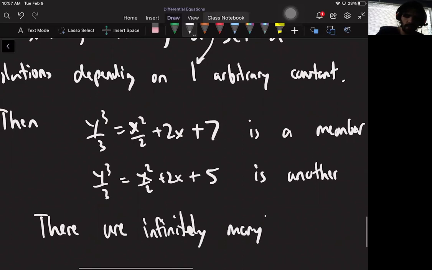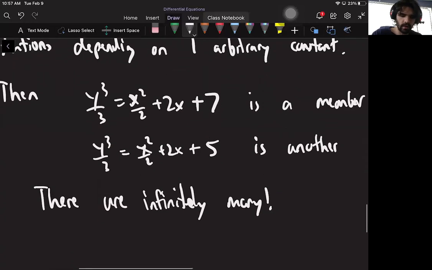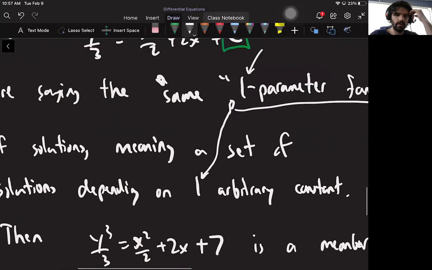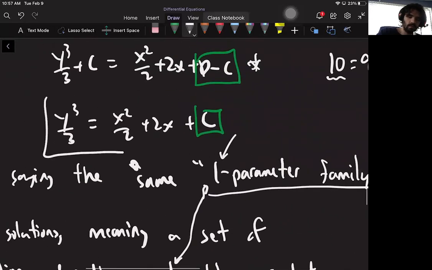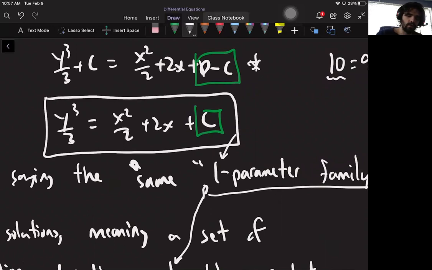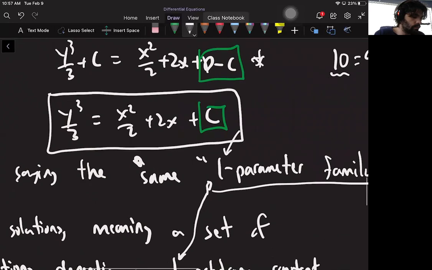But when I say solve a differential equation, I'm not saying write down all infinitely many. I'm saying write down the one parameter family. So this is what I'm saying is the solution that we're looking for.